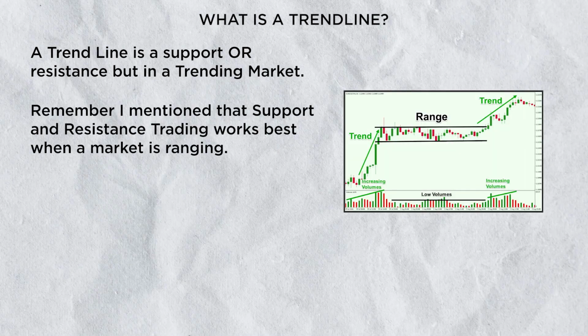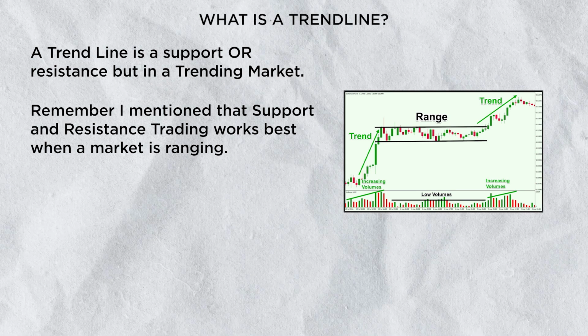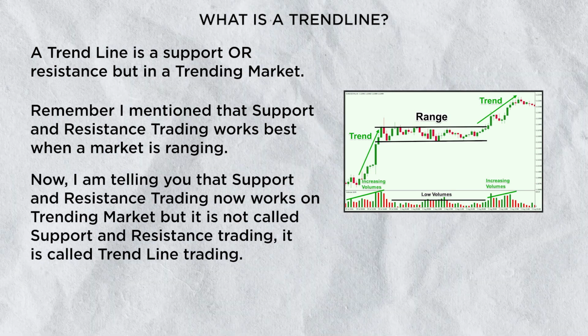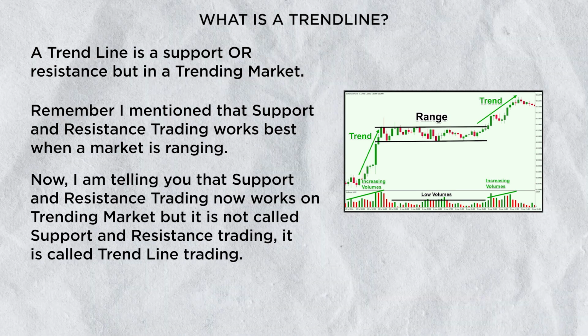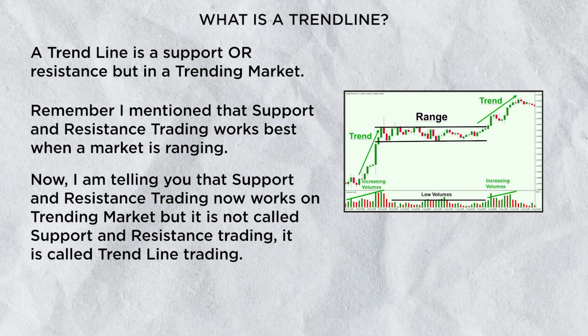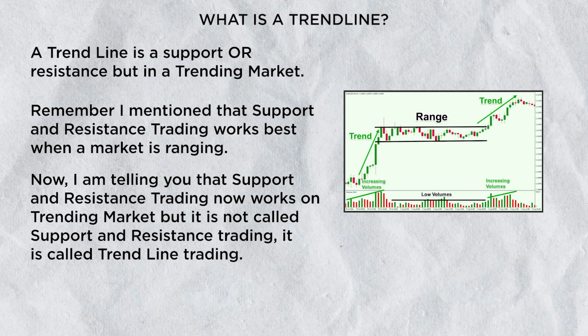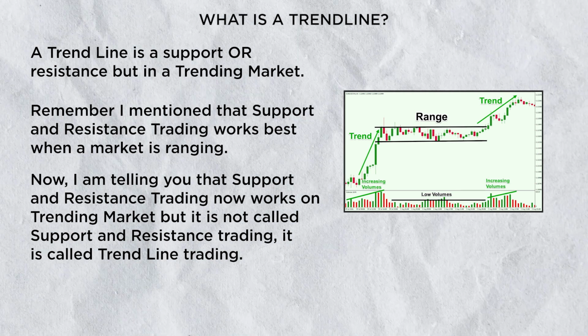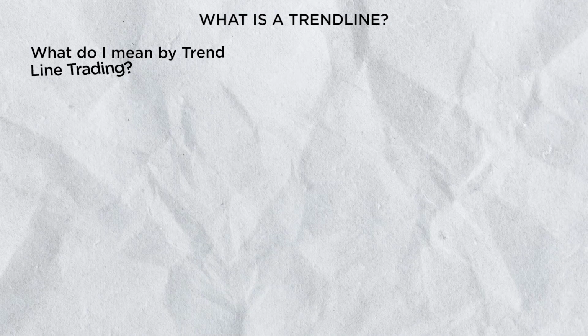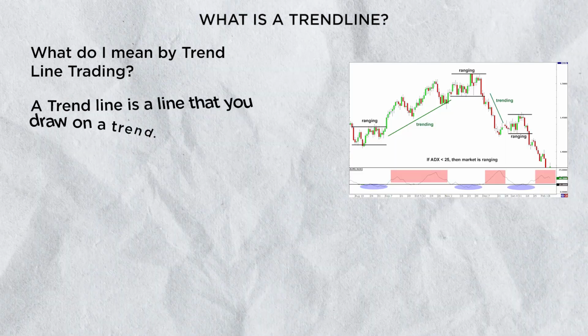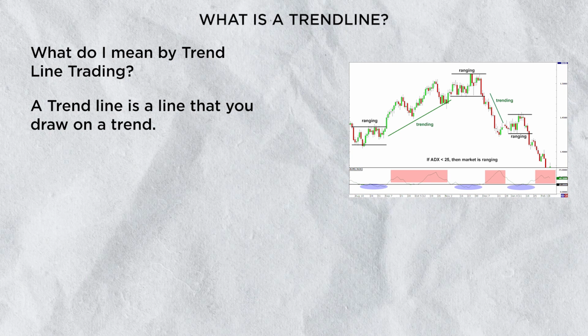Remember, I mentioned that support and resistance trading works best when a market is ranging. Now, I am telling you that support and resistance trading works on a trending market, but it is not called support and resistance trading. It is called trend line trading. What do I mean by trend line trading? A trend line is a line that you draw on a trend.